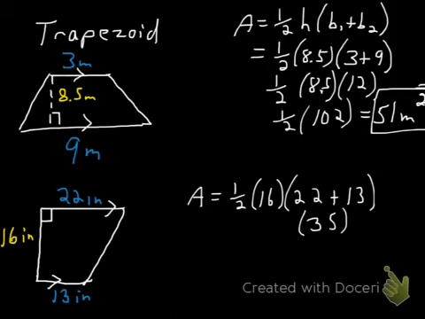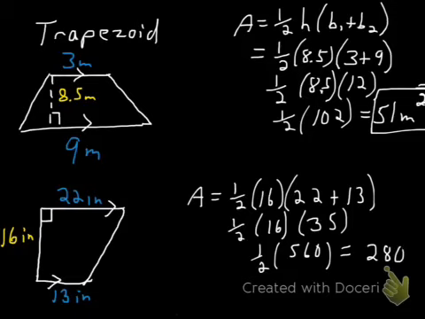Times 16, which would give us 560. But remember, we got this half sitting out here. And 1/2 of 560, 560 divided by 2, is 280 inches squared. Alright, so add your bases, then multiply, divide by 2.